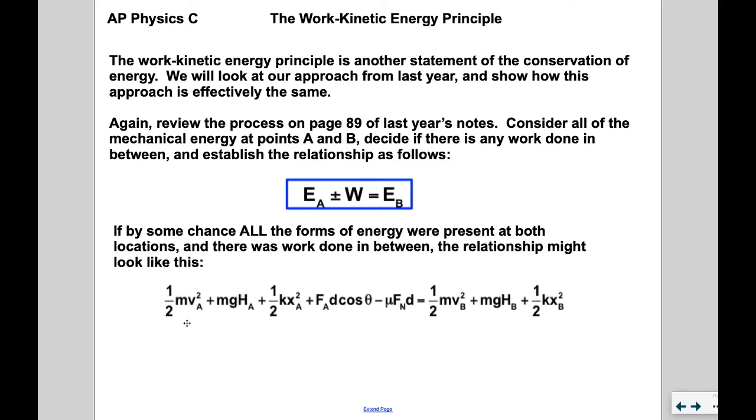Here's the kinetic energy at A, the gravitational potential at A, elastic potential at A. So there collectively is the energy at A, plus the work done by the applied force, minus the work done by friction. And then on the right, kinetic energy at B, gravitational potential energy at B, elastic potential energy at B. Again, this is about as bad as it could be.